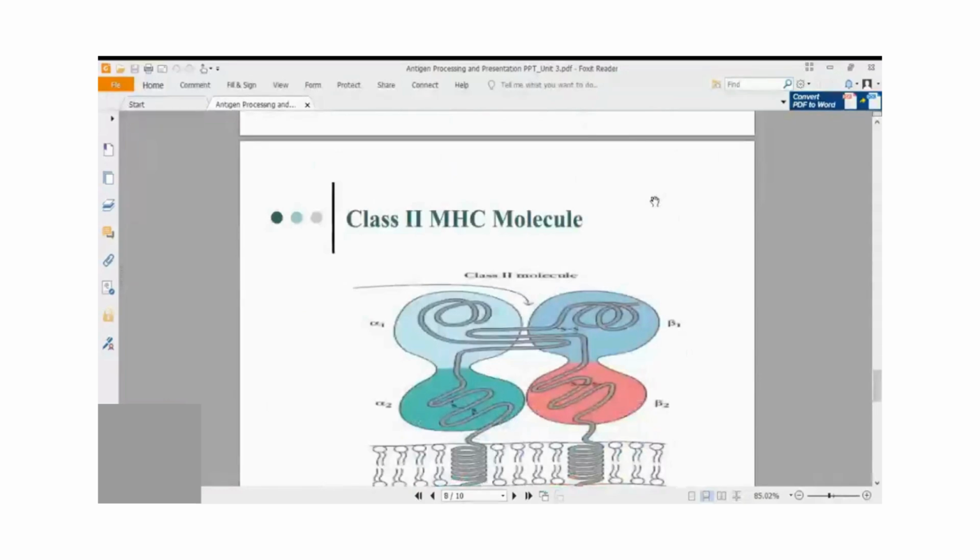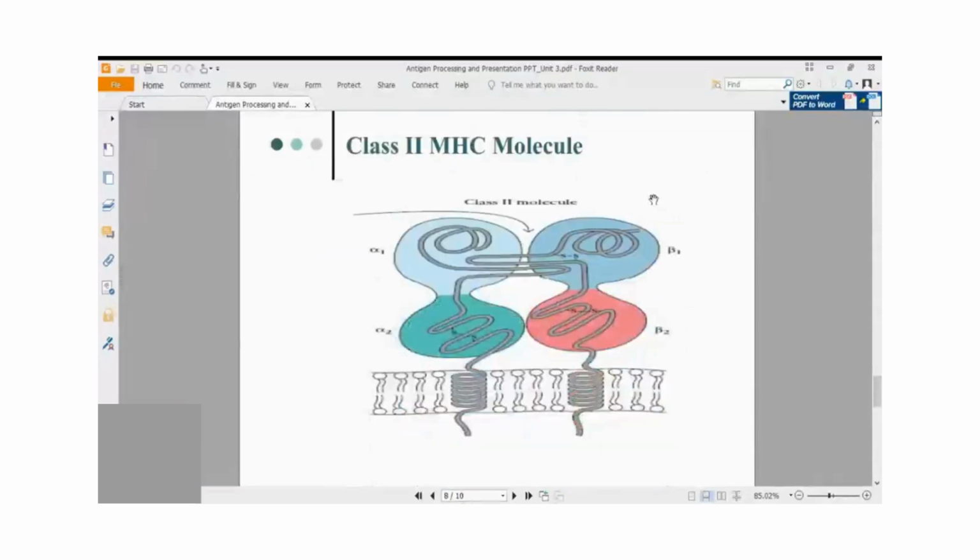Then we will see class 2 MHC, that is processing and presentation on class 2 MHC. To recall your memory, class 2 MHC differs in structure from class 1 because it is made up of two different chains, alpha and beta chains. Both are anchored on the plasma membrane through a transmembrane domain plus cytoplasmic domain. The antigenic groove is made up of alpha 1 and beta 1 domains where the antigen binds. Okay, now how does this happen?